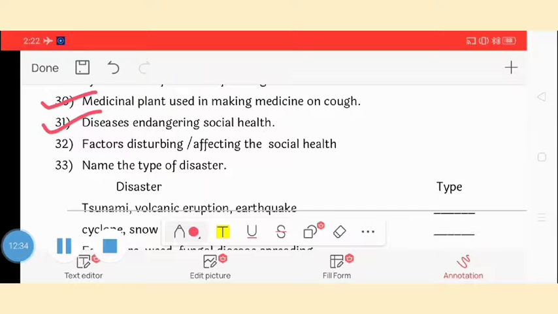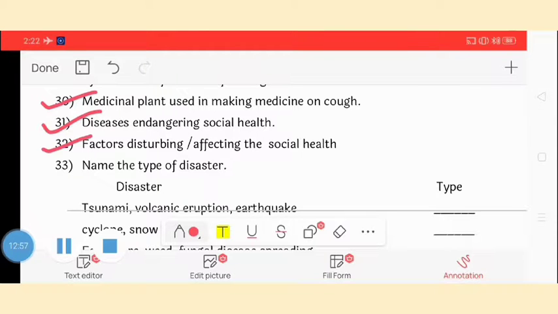32nd question: Factors affecting social health. Which factors affect or disturb our social health? The most important are mental stress, addiction, and chronic diseases.